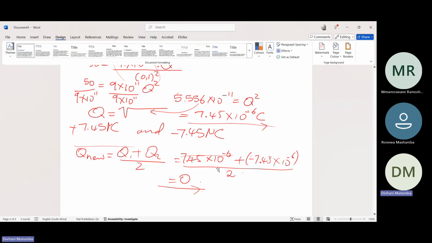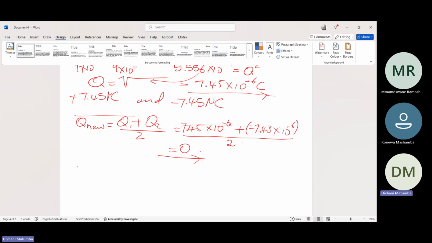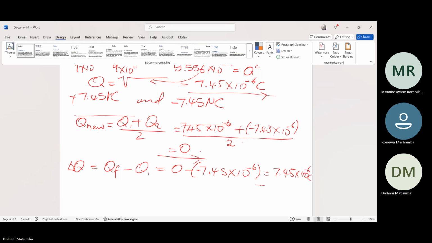Okay, so the change in Q will be Q final minus Q initial. Q final is 0 minus Q initial, which was minus 7.45 times 10 to the power of minus 6, which is 7.45 times 10 to the power of minus 6 coulomb of electrons transferred. That was easy.